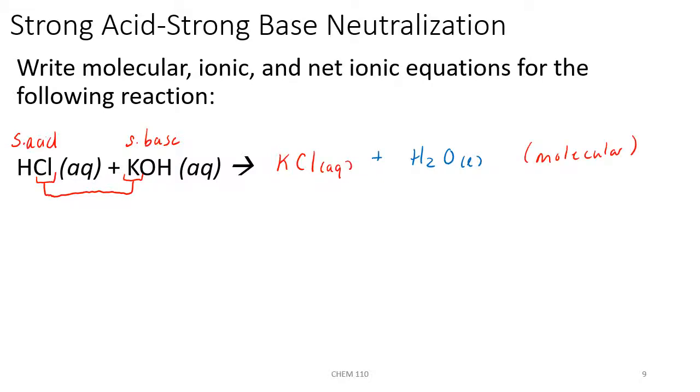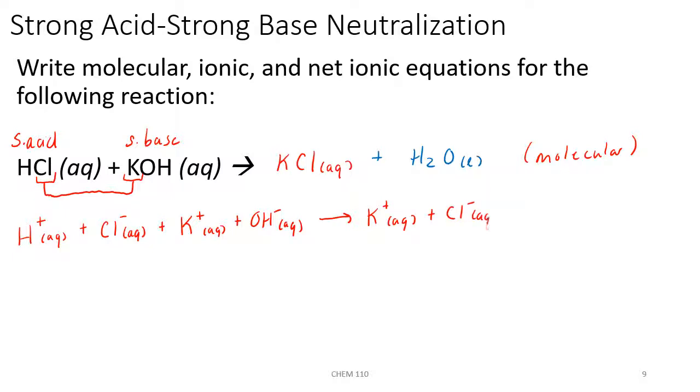Next, we're going to write our ionic equation, where we break up all of our soluble species, including our strong acids and strong bases, into their ions. So since hydrochloric acid is a strong acid, that means it's fully dissociated into H plus and Cl minus. Same thing with potassium hydroxide. That's a strong base, so it's fully dissociated into K plus and OH minus. Our product, KCl, is soluble, so that'll be broken up into K plus and Cl minus.